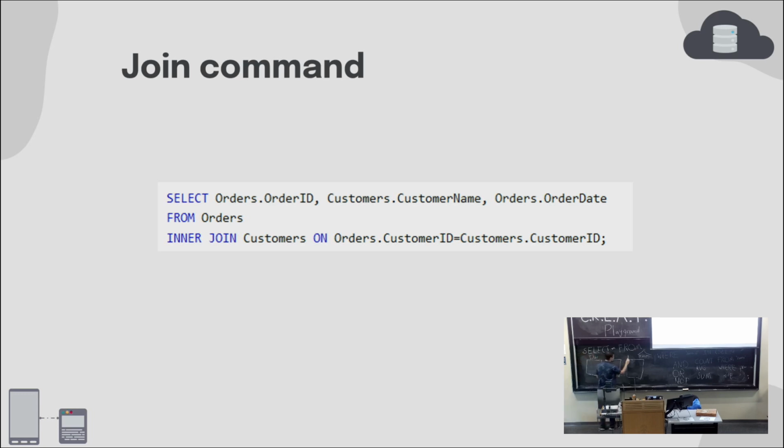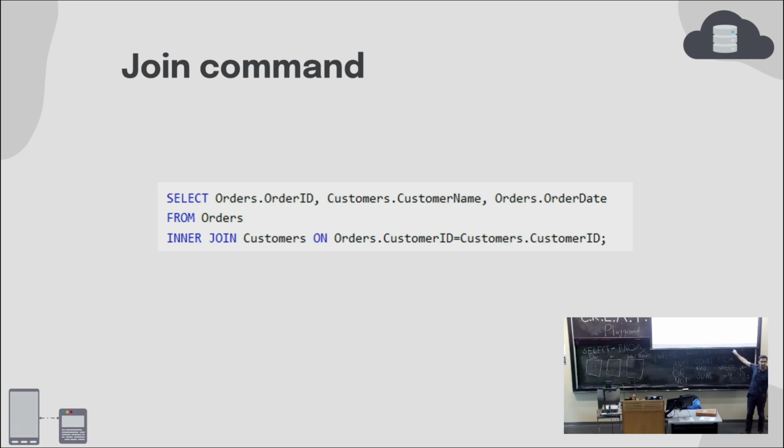Table 1, table 2, and the result. We have technically 4 types of joining, but overall what join does is just combine them based on a specific column. As you can see here, we have select stuff from orders, inner join customers, which is the other table, and then on something.